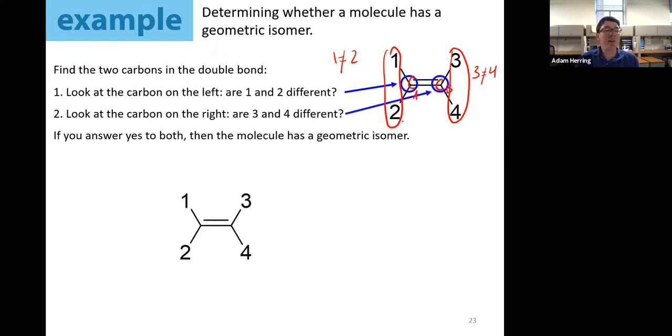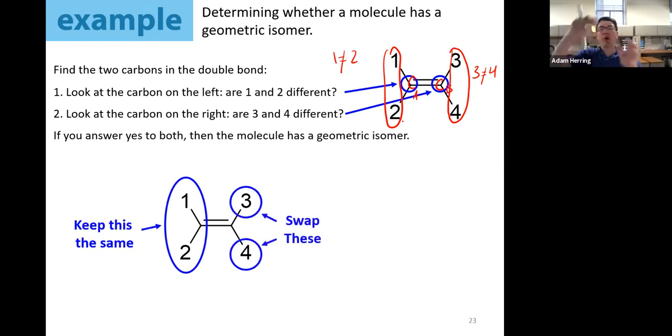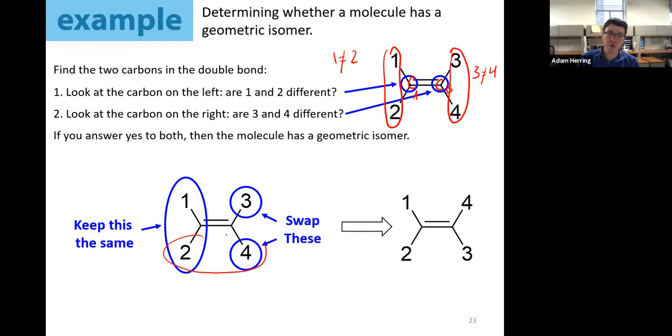So let's say that they are all different from each other. The geometric isomer would take, it's as if we took half of the molecule, we kept it the same, and then we rotated the other half. We swapped the locations of the other atoms, and then we see that the relative positioning of 2 to 4 has gone from being cis to being trans.